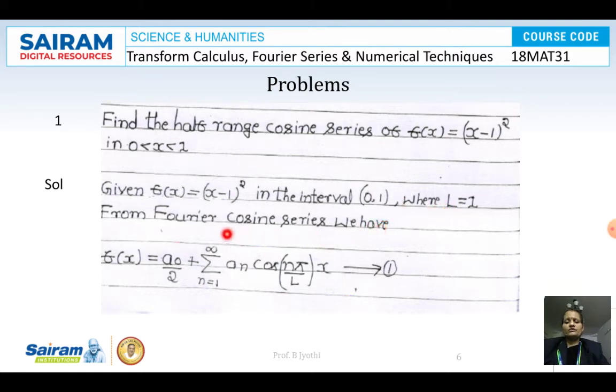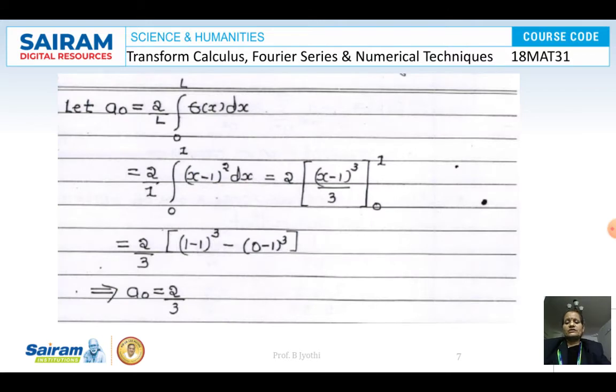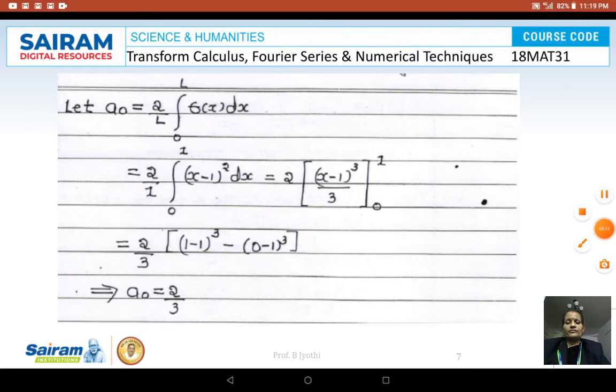And from the Fourier cosine series formula, we have f of x is a0 by 2 plus sigma an cos n pi by L of x, which is equation number 1. So now let's determine the a0 value and an value. Okay, so a0 value is given by the formula 2 by L integral 0 to L f of x, where this f of x is given by x minus 1 the whole square, which can be expanded or it can be integrated as it is.